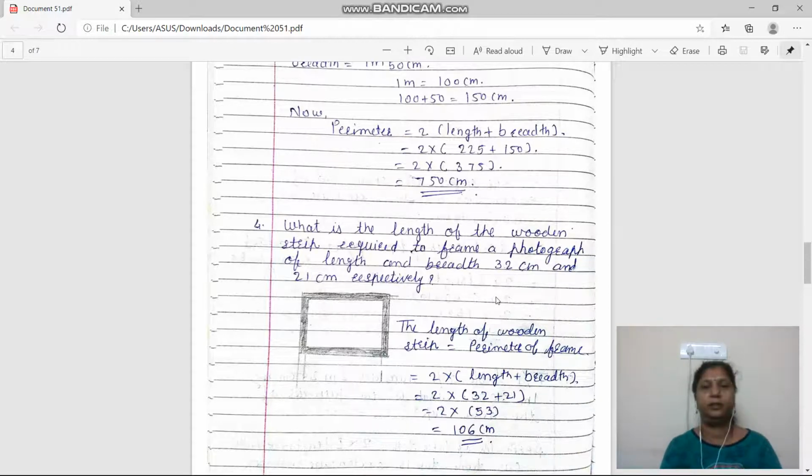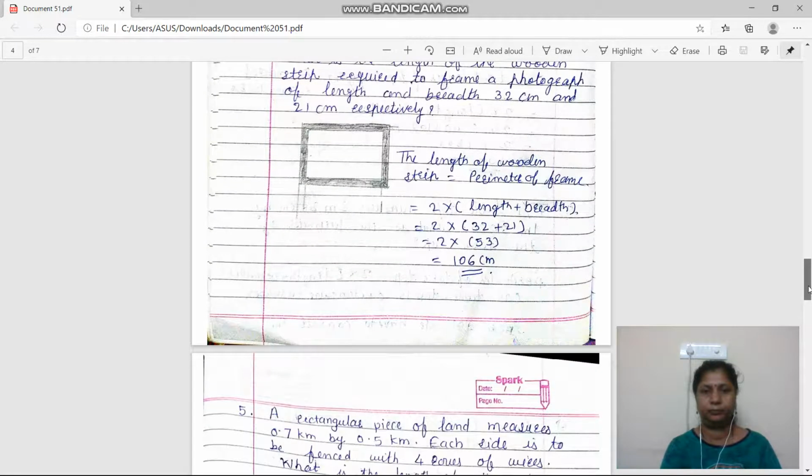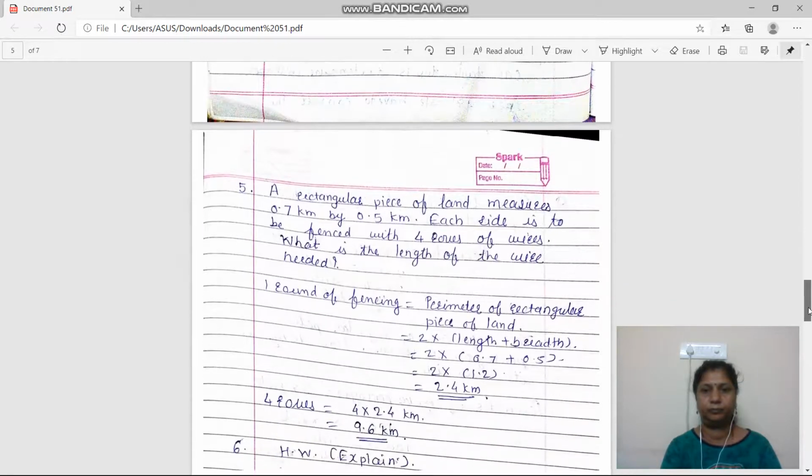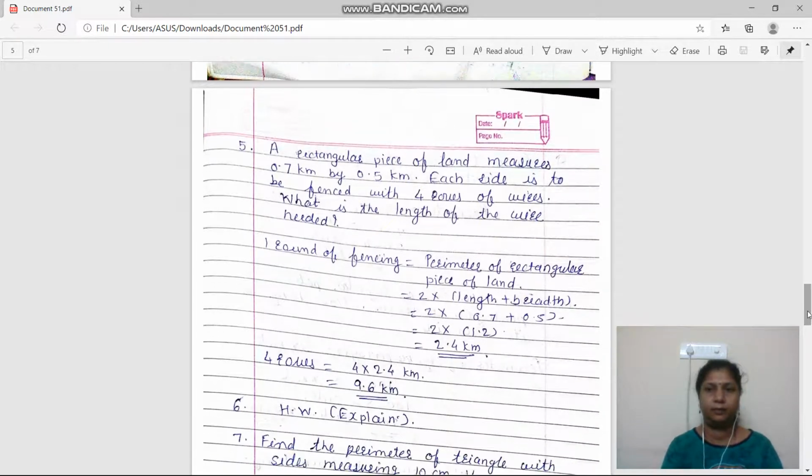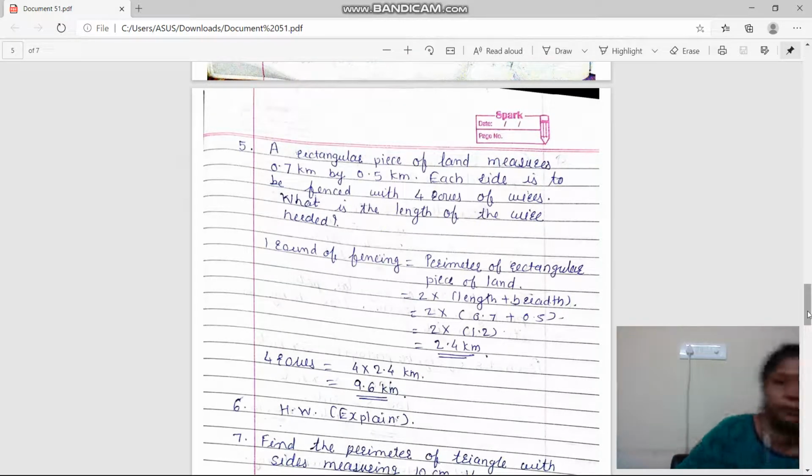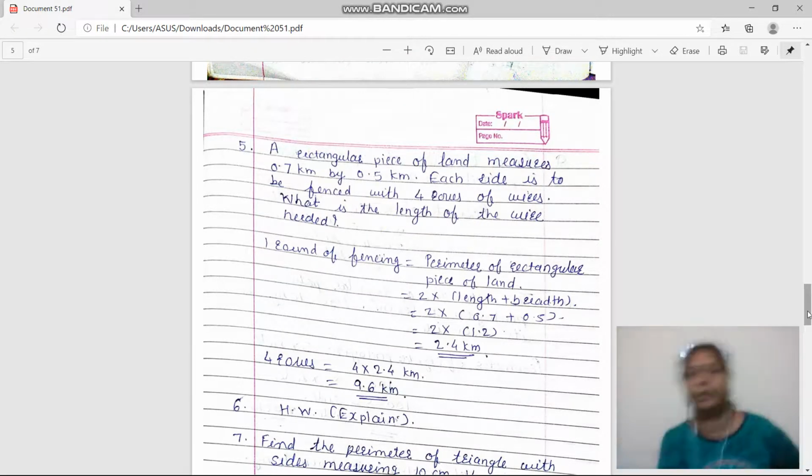Now we will start the next example. So just 1 minute. It's the fifth example. So let's see. A rectangular piece of land measures 0.7 kilometer by 0.5 kilometer. Each side is to be fenced with 4 rows of wires. What is the length of wire needed? Fine. So first of all, what is given?